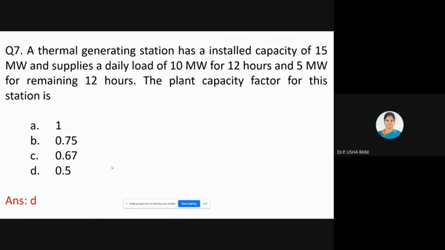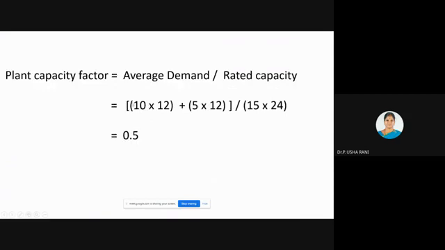So for that, kindly read the question. They have given for a day 24 hours. They have given the load details for a particular time, 12 hours 10 megawatt, and remaining 12 hours 5 megawatt. So I'm going to use the formula plant capacity factor, which is equal to average demand divided by rated capacity. The rated capacity they have given is 15 megawatt. So 15 megawatt per day means 15 megawatt into 24.